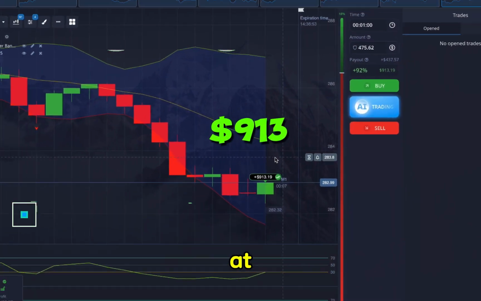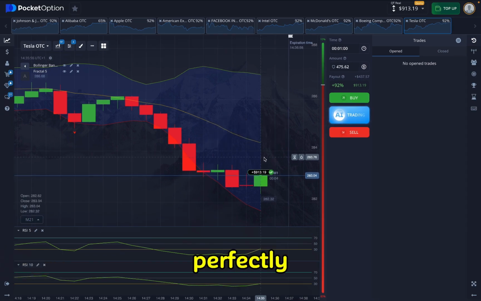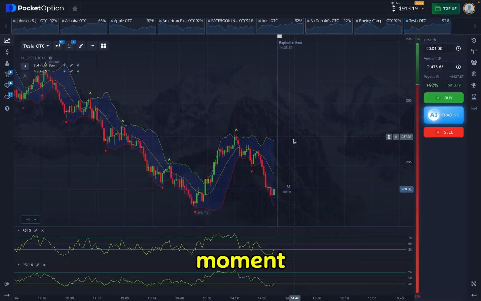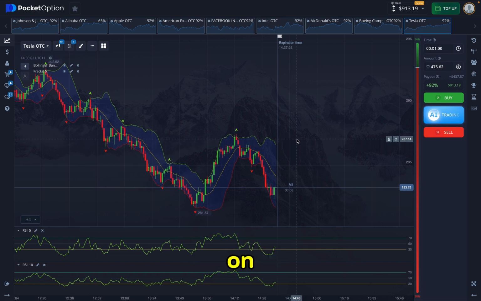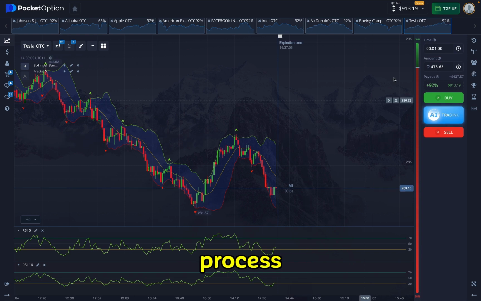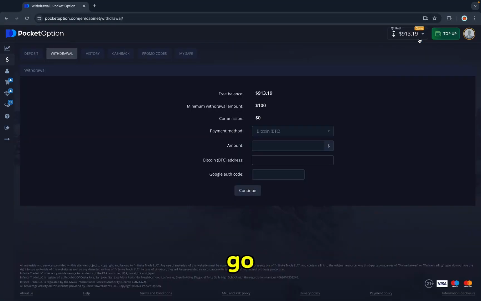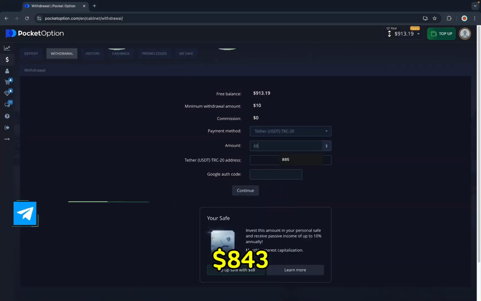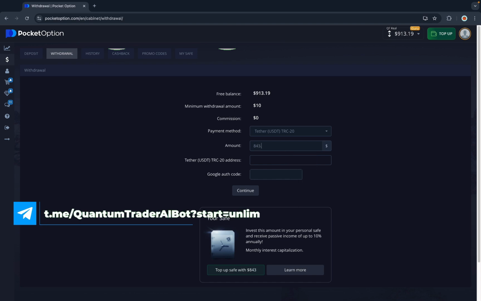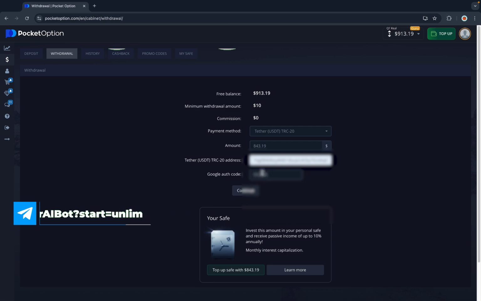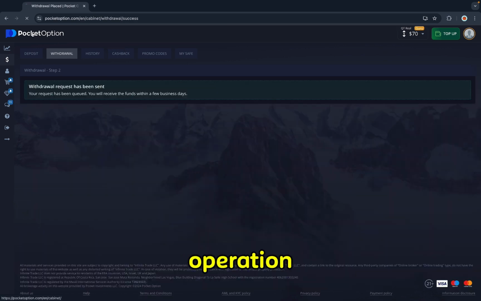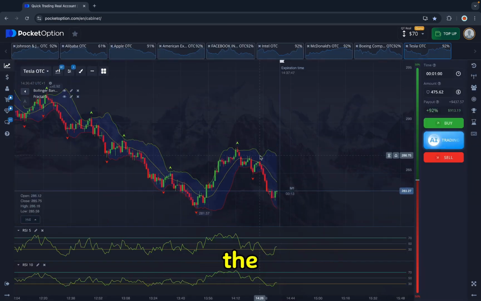And the position in the last seconds closes in plus perfectly. Very tense moment, very tense deal. Let's probably finish today's trading process on this result. We will fix the profit and go to the conclusion. The sum of today's profit will be $843. The withdrawal operation is successfully executed. This is the trade for today.